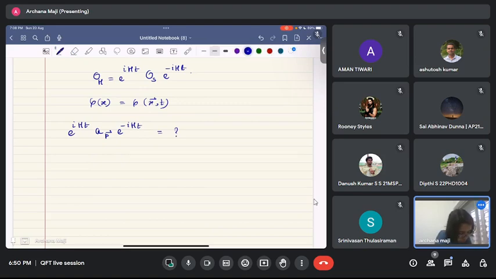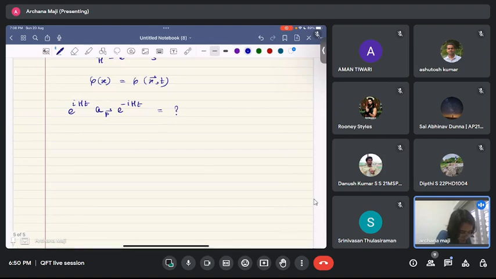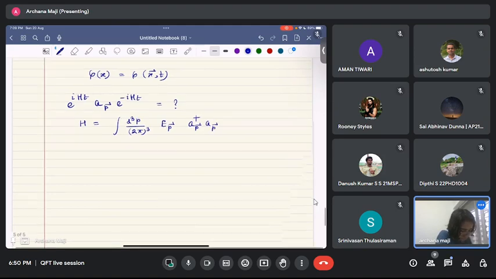Okay, so let's remember the commutation relation between the Hamiltonian and the annihilation operator. What was the Hamiltonian for our Klein-Gordon field? The Hamiltonian was the integral of d3p over 2 pi cubed, E_p, a dagger a. You all agree?